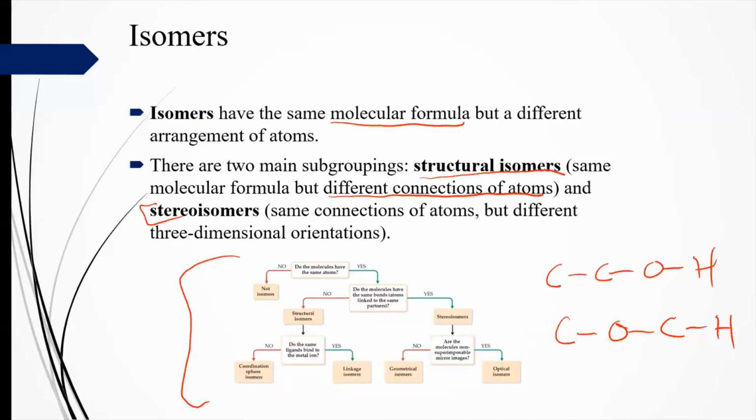Inside our structural isomers, we could have different ones. Do the same ligands bind to the metal? If not, then it's coordination sphere. If it is, then we have linkage isomers, so the linkages are changing. Stereoisomers can get separated by geometry or by optical.